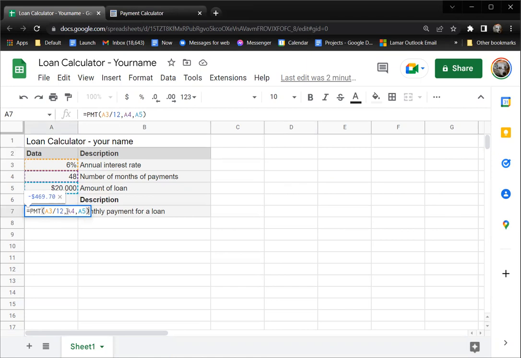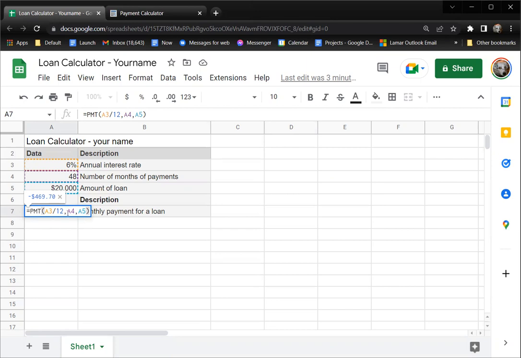In this case, there are 3 different parameters, or 3 different items. Notice each one of these items is separated by a comma. So the first item is A3 divided by 12. The second item is A4, and the third item is A5. So let's look at this.